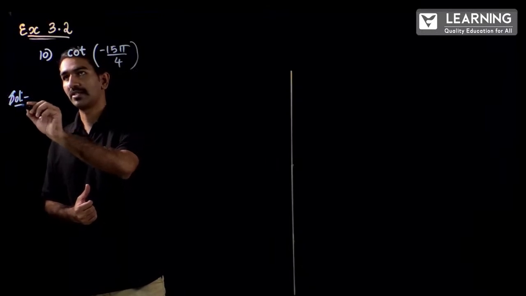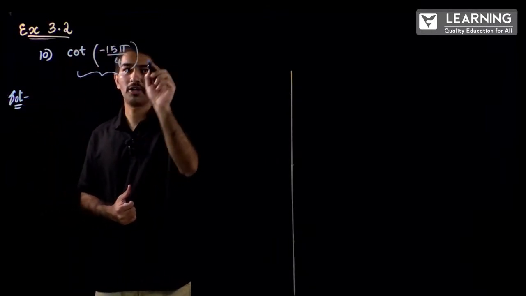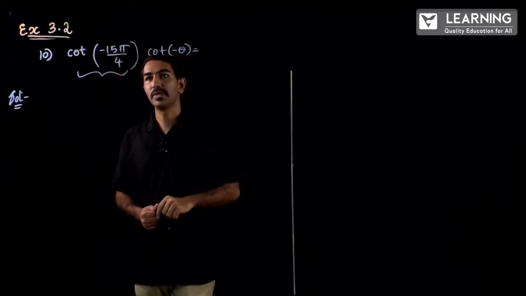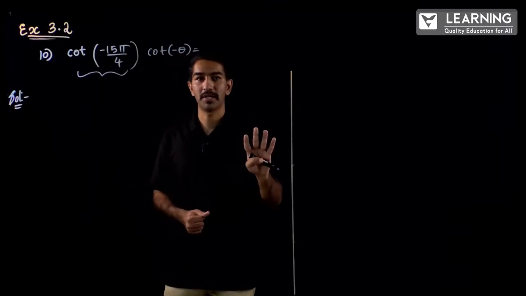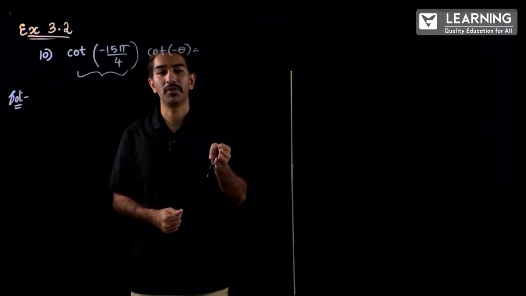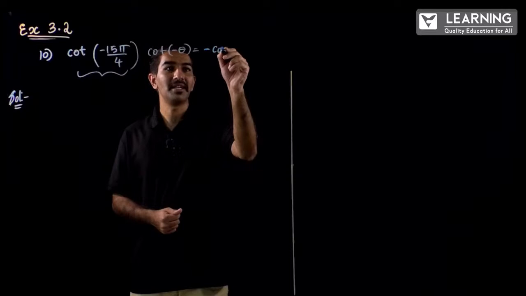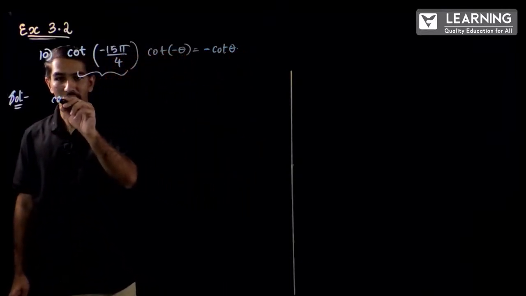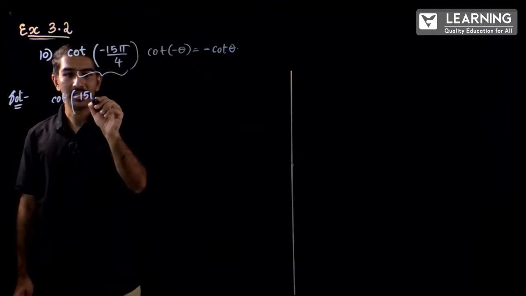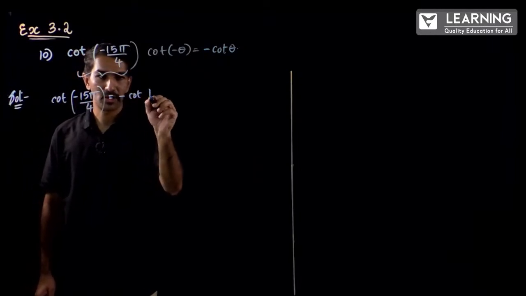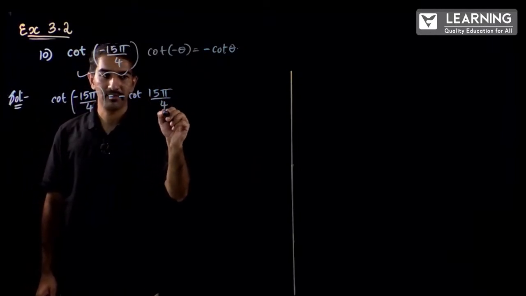As soon as you see this, it is in which form? This is in the form of cot of minus theta. Minus theta lies in which quadrant? Minus theta lies in the fourth quadrant, correct? Since it is lying in the fourth quadrant, is cot positive or negative in the fourth quadrant? Cot is negative. So this can be written as minus cot theta. Same thing we'll be doing here. We'll write cot of minus theta, that is minus 15 pi by 4, which is equal to minus cot 15 pi by 4.